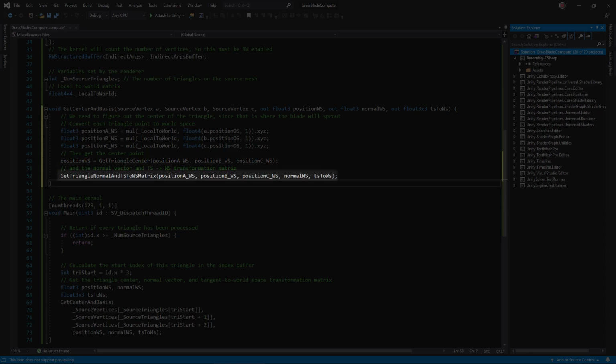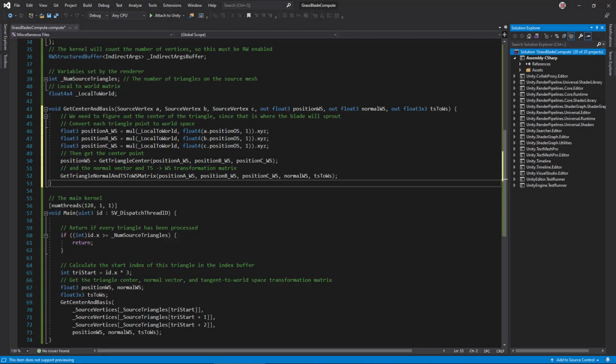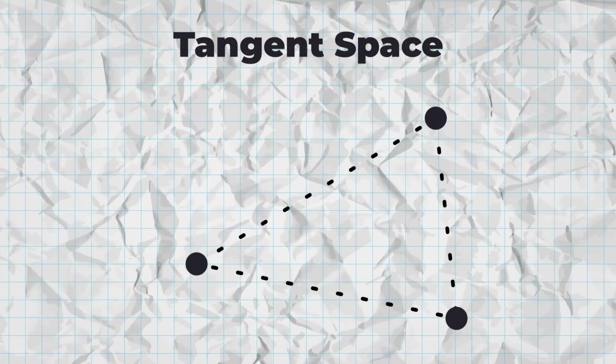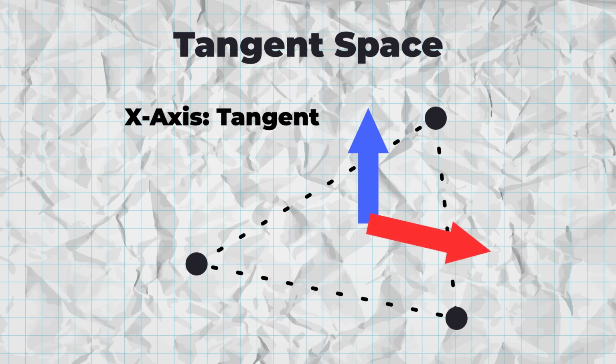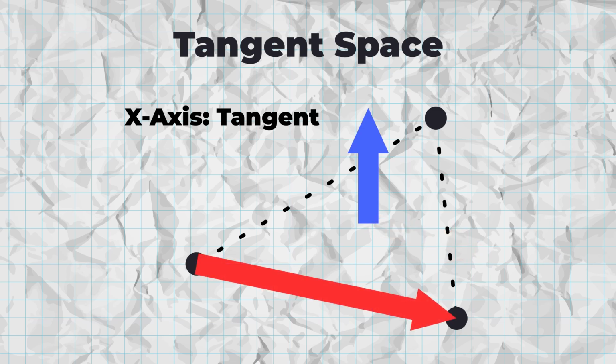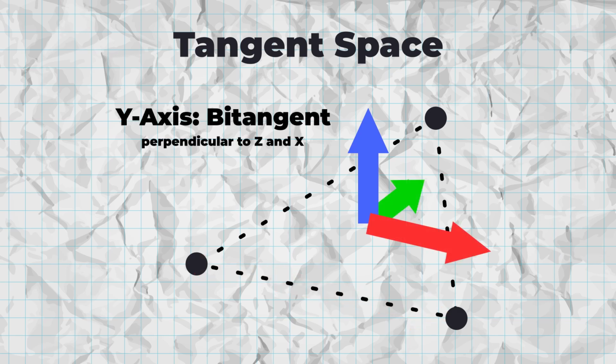This next function will calculate a triangle's normal, as well as something called a tangent space to world space transformation matrix. You may be wondering, what is tangent space? It's a coordinate system based around a surface. In tangent space, the z-coordinate points along the surface's normal. Then the x-coordinate points parallel or tangent to the surface. When working with UVs, the x-component usually points in the same direction as the u-coordinate. Since we're working with a triangle, let's have it point from the first to the second triangle corner. Finally, the y-coordinate points perpendicular to both the x and z vectors, along a direction called the bitangent.